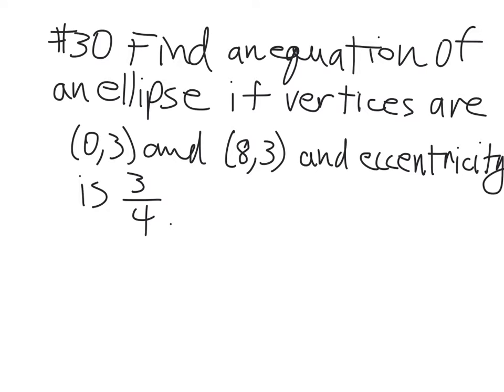Okay, we'll just pick some off of our worksheet. Problem number 30, find the equation of an ellipse with vertices at (0, 3) and (8, 3), and eccentricity of 3/4.